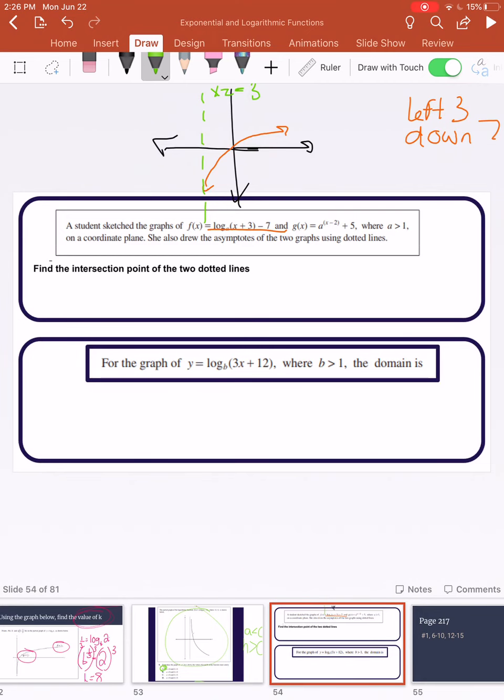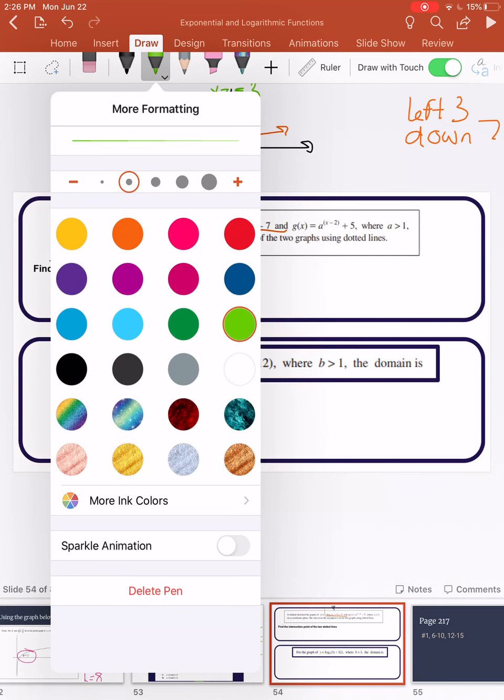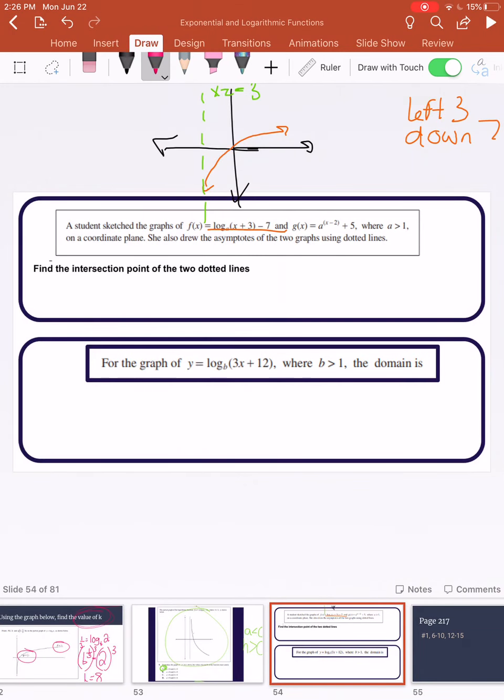So now student B draws an exponential graph. Remember how we talked about how exponential graphs have horizontal asymptotes. So if I draw this exponential graph, we also discussed in that lesson about how vertical translation, so moving up or down, will affect that horizontal asymptote. So it moves 2 units right, but it moves 5 units up. So my exponential graph is going to look something like this.